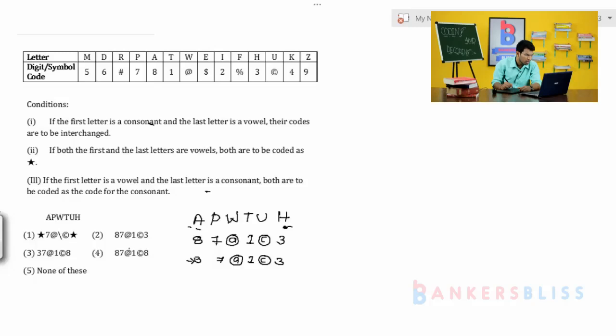Where is it? 3 is not there, but 3 is in option number 3, but 7, @, 1, copyright, here 3 comes, but what we obtained is 3, but here 8 is there, so this also cannot be considered the answer. Again star also is not to be followed, and here, guys, the last is 3, but the first one also we have to take as 3 because it follows the condition. So this is also not the answer and this is also not the answer. The option is none of these.